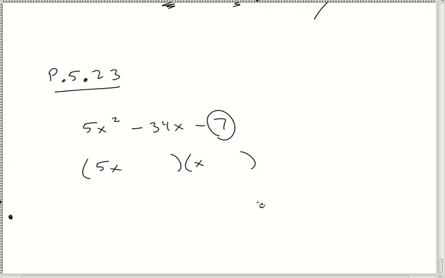And when I FOIL this, like, say if I were going to double check this thing, I have a 34 in the middle. If I had a 7 right there and a 1 right there, when I FOIL this thing, I got 5 times 1 is 5. I got 5 times the 7 is 35. Pretty darn close.